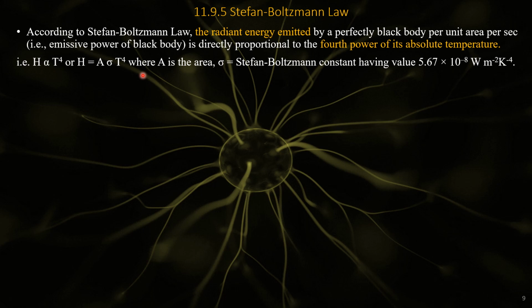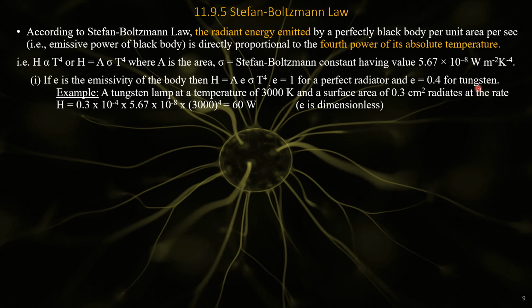And its value is given by Stefan Boltzmann, and its value is 5.67 into 10 to the power of minus 8 watts per meter square per Kelvin to the power of 4. Please, this value can be very easily remembered as it is 5.67 in sequence, 567 into 10 to the power of minus 8. So it is 567 and minus 8. So you can remember it easily.